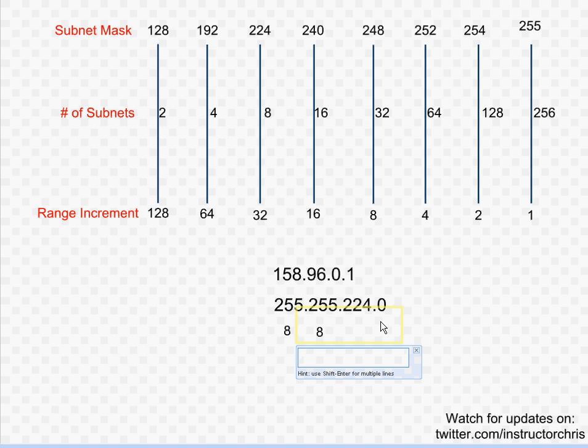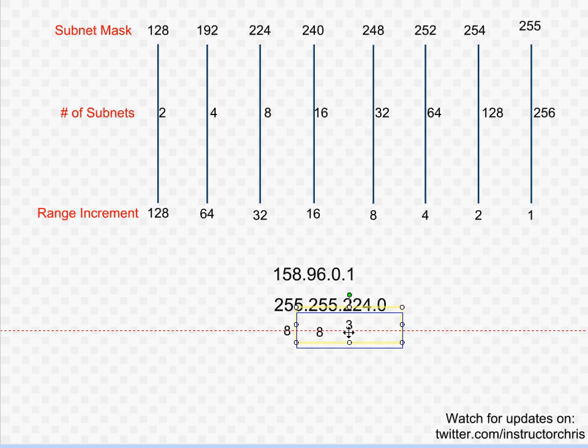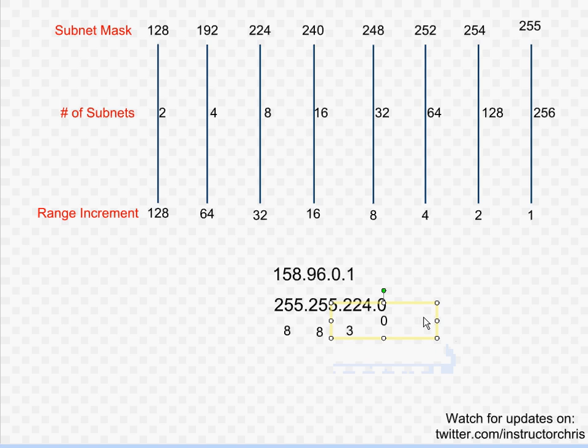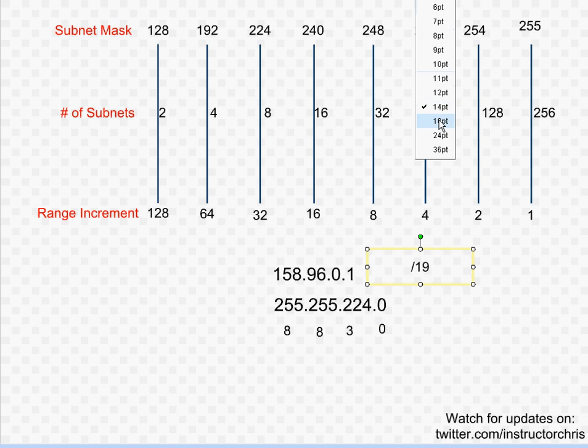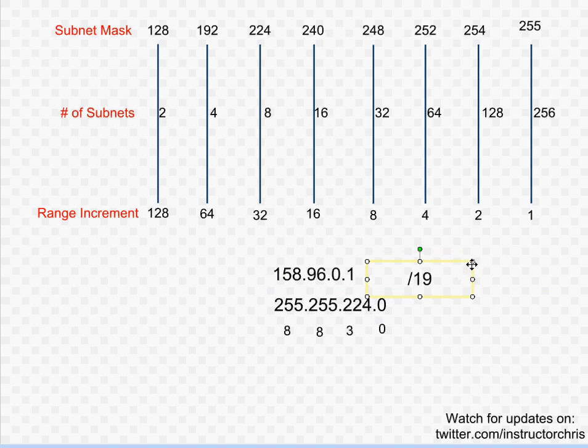So that will be 3 bits there. And the last octet is going to be 0 bits, obviously. So put a 0 there. So now just add them up. 8 plus 8 is 16, plus 3 is 19. So that is going to be our CIDR, /19. Okay, so the next thing is, let's take a look at how many subnets you can have.